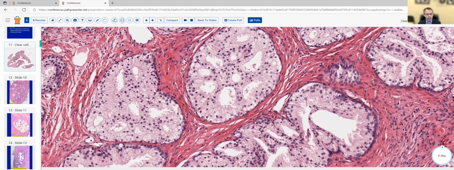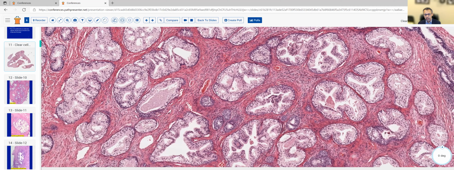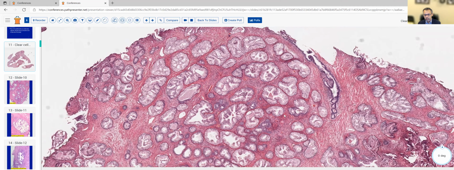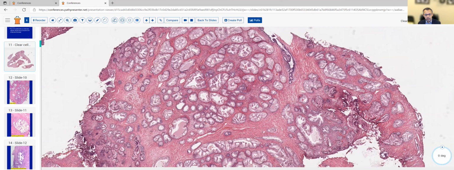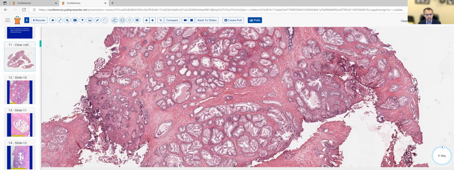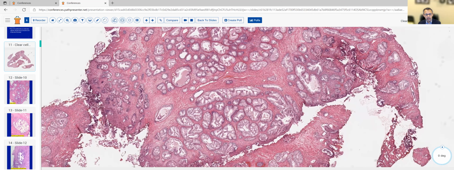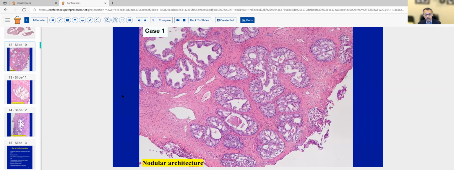So collectively, this tells me that I'm dealing with a benign process, even though there is a quite confluent proliferation of these glands. And particularly, as I said, this nodular architecture, bland cytology, clear cytoplasm, and prominent display of basal cells are features that suggest the diagnosis of clear cell cribriform hyperplasia. So here are some still images of the case. Again, notice this nodular architecture, very important feature.